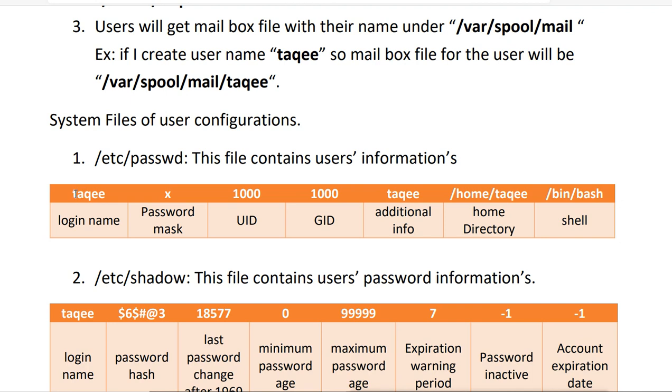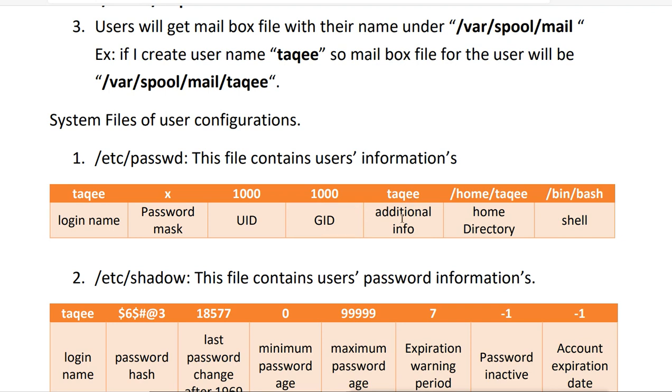As you can see, the login name for the user, for example, I created the username Taki, so this will be the login name. Then it will show the password mask, this x. Now it is called the password mask. It indicates that the password is there. Then the UID for the user and the primary group's GID, then additional information.